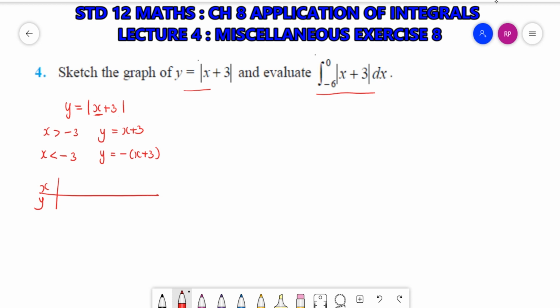Clear? So let's take when x is equal to 0, which is greater than minus 3. So y will be 0 plus 3, that is 3. When I take x equal to minus 3, it's minus 3 plus 3, modulus of 0. And when I take x equal to minus 6, it's less than that. So minus 6 plus 3, that will be minus 3, modulus of minus 3, that will be plus 3. So when I plot the graph, when x is 0, y is 3. So this is the point. When x is minus 3, y is 0.